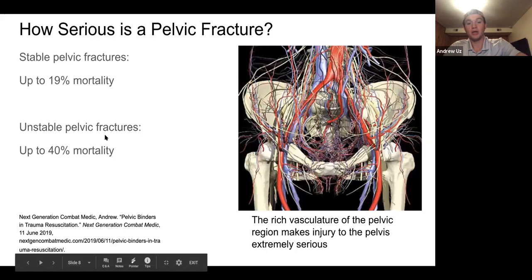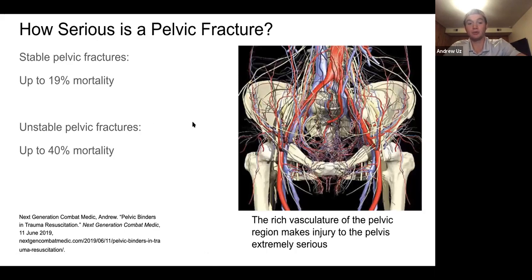So as we talked about before, pelvic fractures are serious, but just to give you an idea for how serious, stable pelvic fractures. So a pelvic fracture where the patient is hemodynamically stable when they present, meaning they're not hypotensive, they're not tachycardic, they're not in shock, they still have up to 19% mortality. And unstable patients with pelvic fractures, patients who are in shock, they're going to have up to 40% mortality.